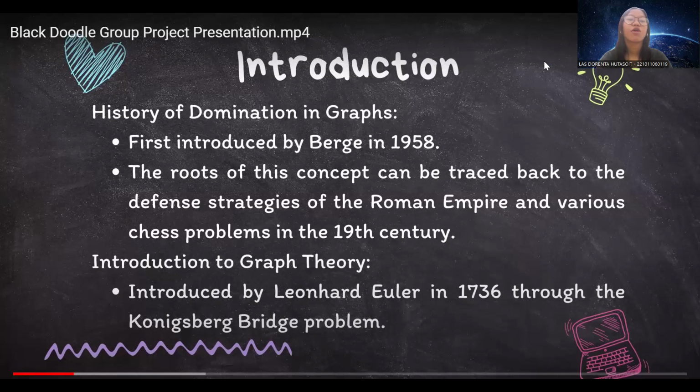Introduction. History of domination in graphs. Domination in graphs was first formally defined by Berge in 1958. Graph theory was first introduced by Leonhard Euler, a Swiss mathematician, in 1736 when solving the Königsberg bridge problem.